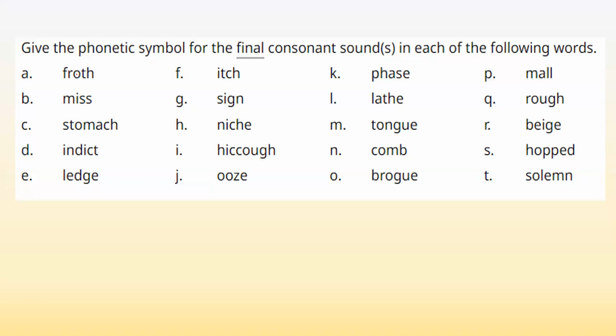Now this is about identification of the consonant sounds, because we just finished our discussion on consonants. In these words, you need to catch the final consonant sound. You need to catch the correct pronunciation of the word. If you go wrong in pronouncing the word, of course, you would be identifying the wrong sound, and then you will be writing a wrong symbol as well.